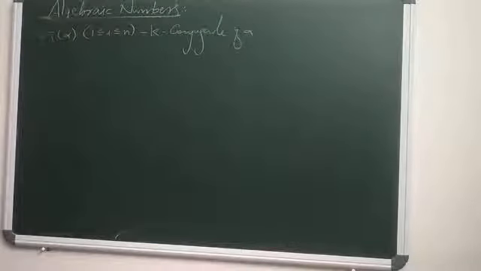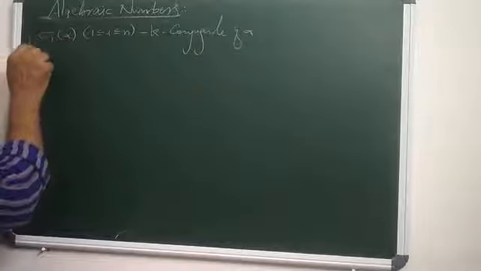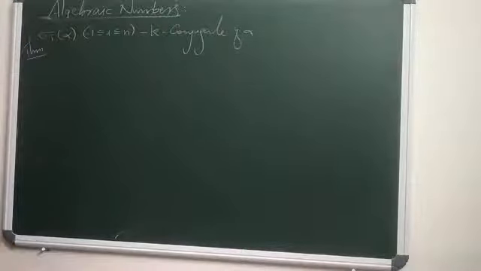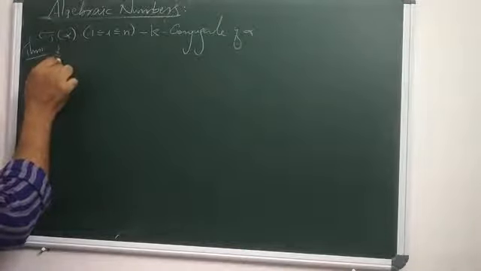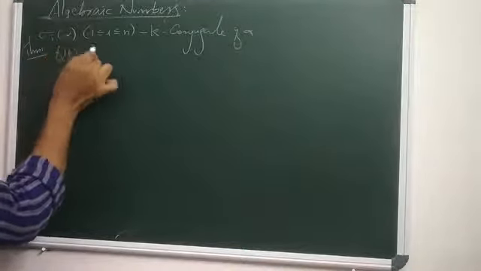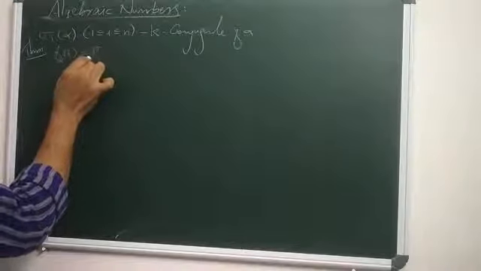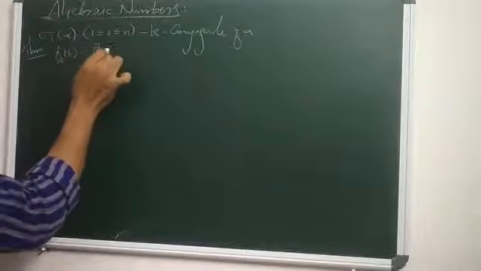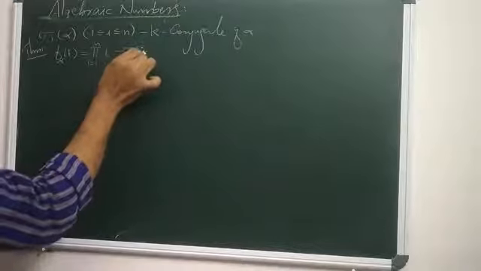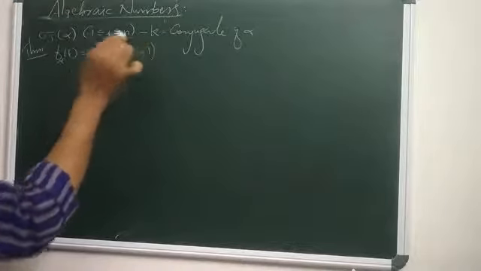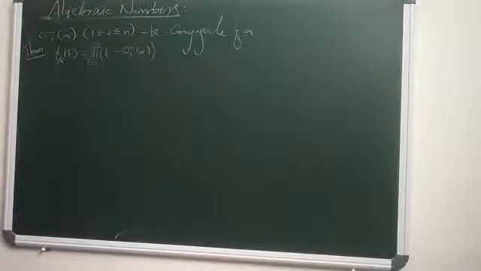So sigma i of alpha, where i ranges from where to where? i ranges from 1 to n. So this is an important result. The theorem states that the field polynomial, what is the field polynomial? It is defined as f alpha of t equals the product, i ranging from 1 to n, of t minus sigma i of alpha. So what is sigma i of alpha? That is the K-conjugate of alpha.